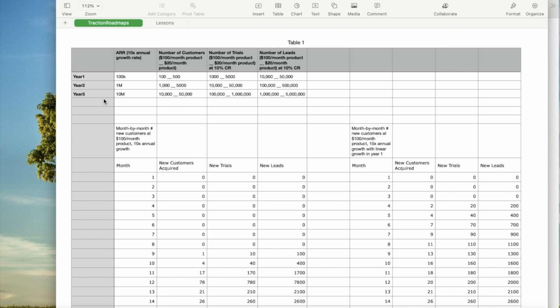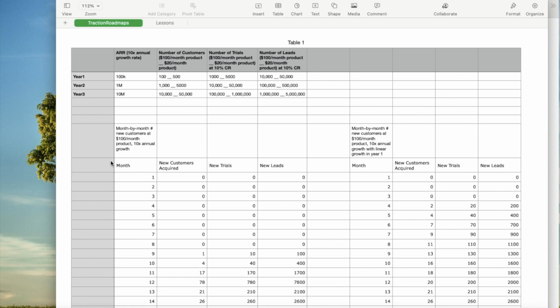And then we also are going to run these 90-day cycles where every 90 days, every 3 months, we check back our traction roadmap and see if we're meeting our goals or not. And if we're not meeting them, then we need to pivot something in the business model.